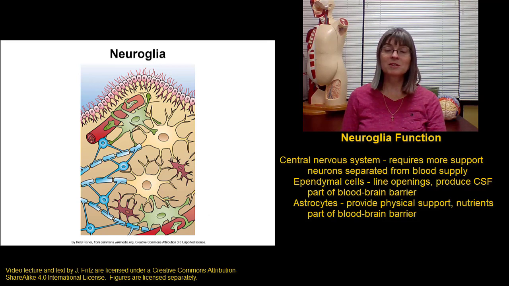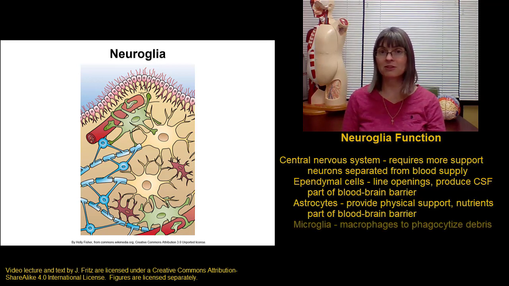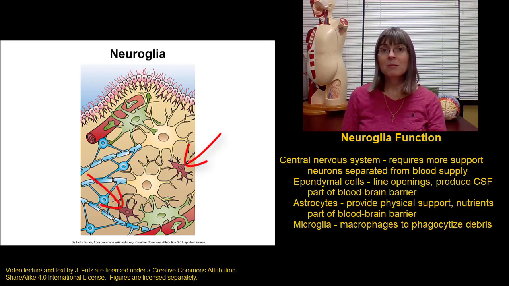Since the central nervous system is separated from the blood supply, we can't get macrophages from the blood to clean things up when we need to. So the central nervous system has its own macrophages called the microglia. The microglia are the cells that phagocytize foreign material or infectious particles or dead tissue that may be in the nervous system.